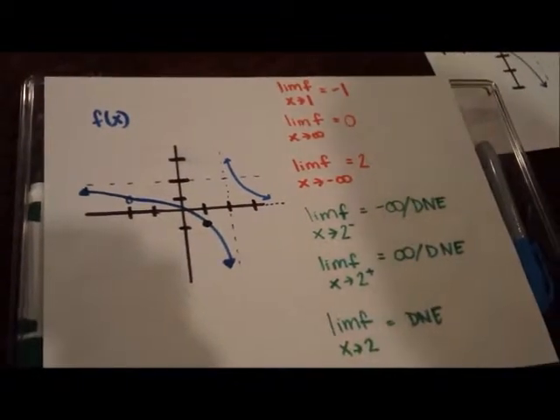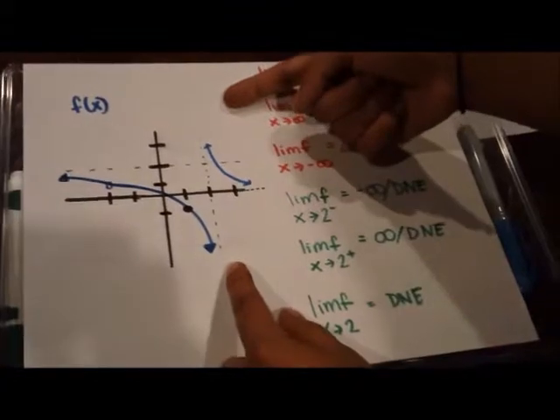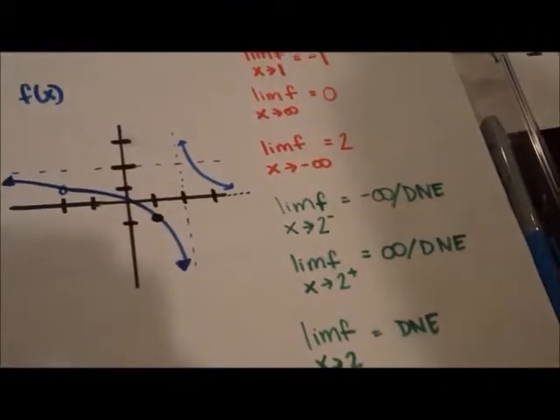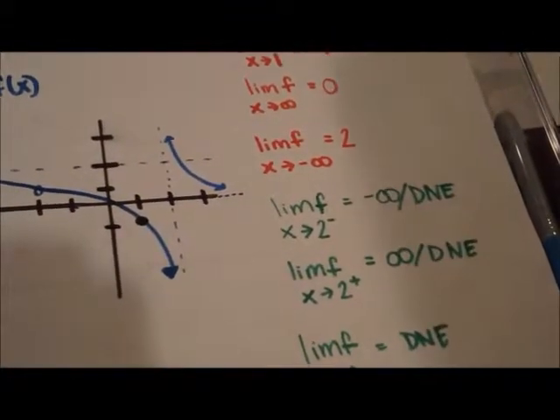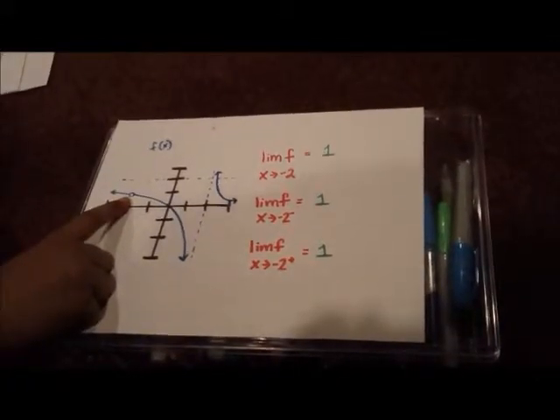As the function approaches 2 from the right, it goes up to positive infinity, which can also be considered does not exist because it does not hit a certain value. The y value is always approaching 1 because this is where the graph is headed.